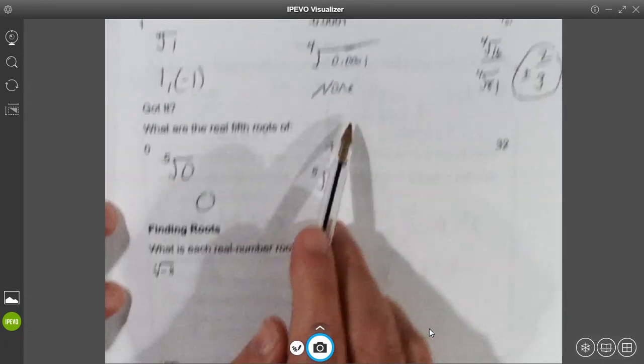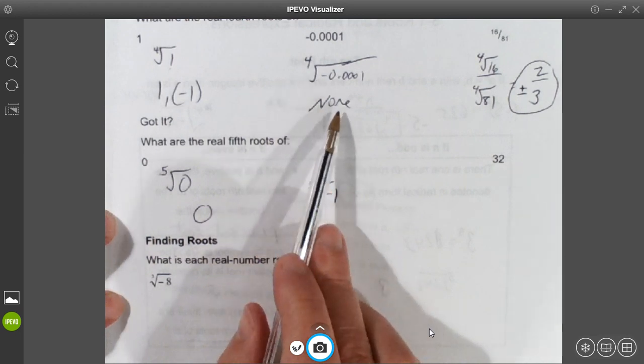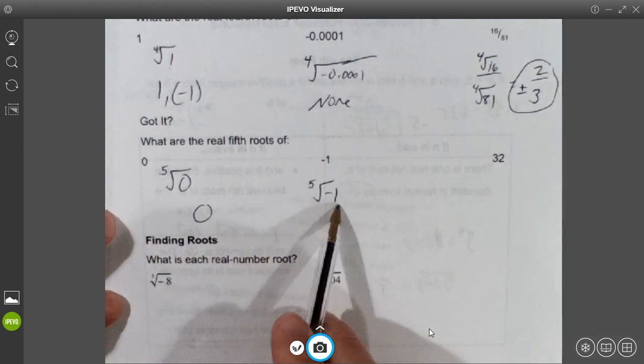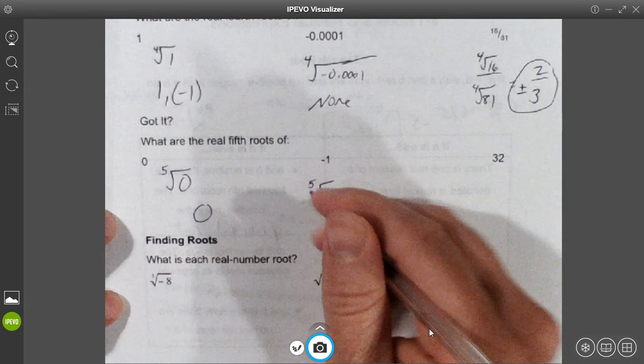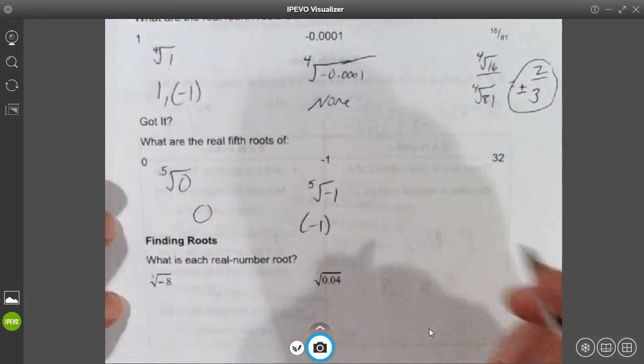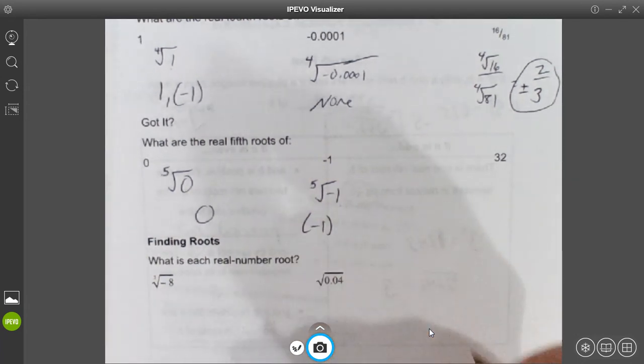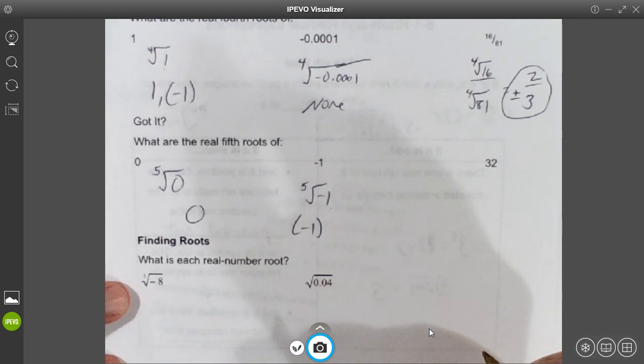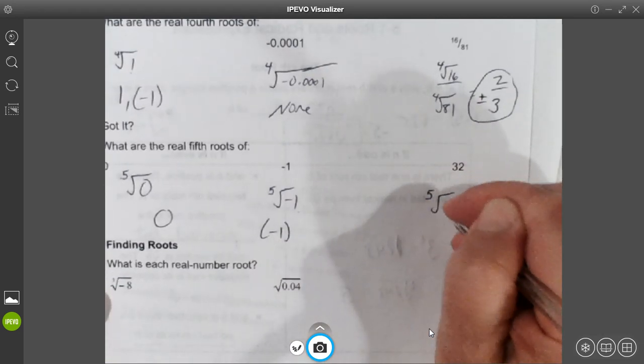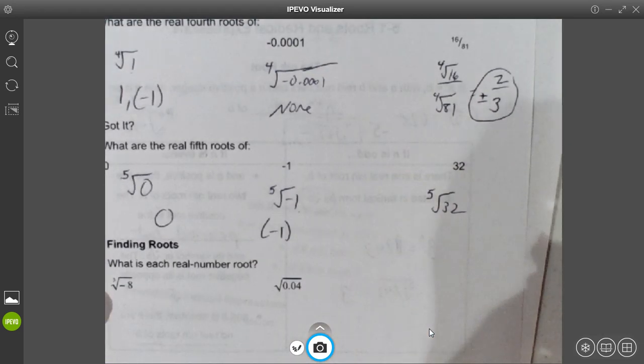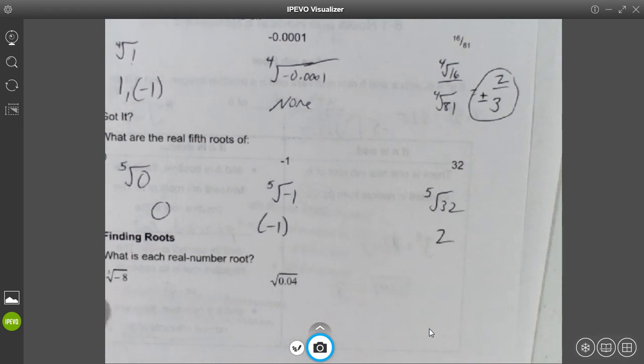Now normally, back up here when the index was even, we didn't have that. But here, what times itself 5 times would give you -1? Actually -1. If you multiply -1 times itself 5 times, you get -1. And then the fifth root of 32: what times itself 5 times gives you 32? It's actually 2.